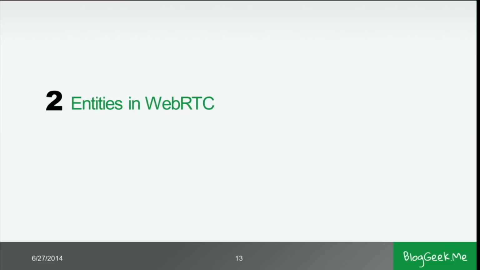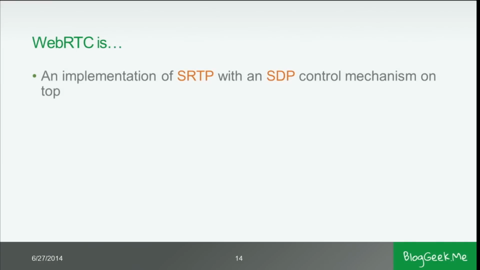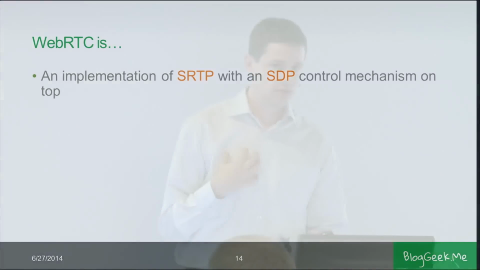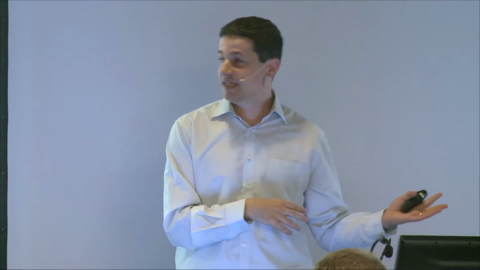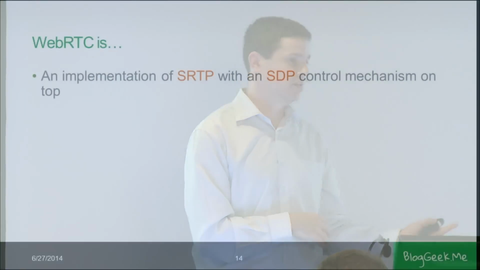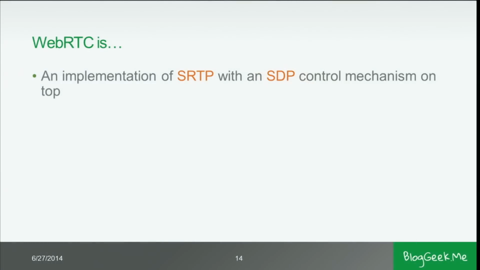Let's look at the entities of WebRTC. WebRTC, first and foremost, for me at least, is an implementation of SRTP, Secure Real-Time Protocol, with an SDP control mechanism on top of it. SRTP is the protocol that is used to send media, voice and video in this case. And SDP is a way for us to explain what it is that we want to send.